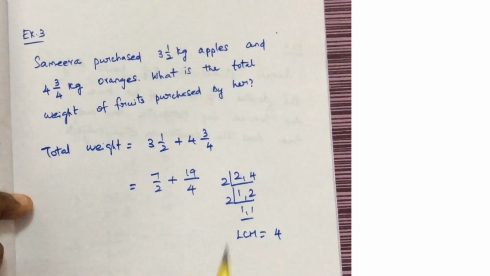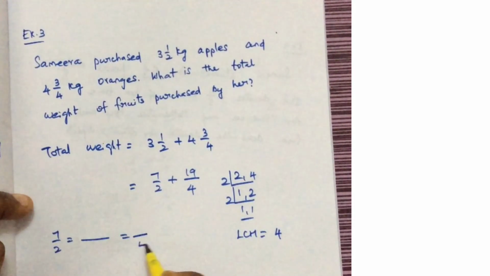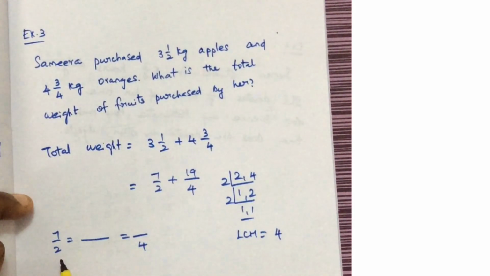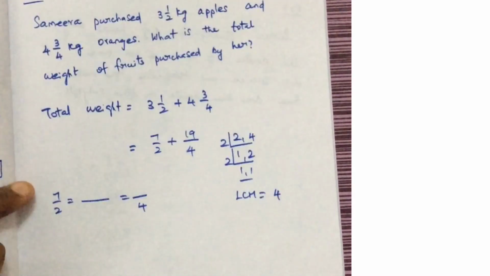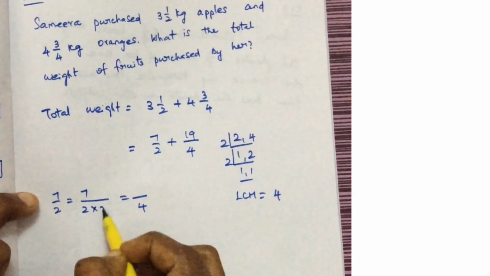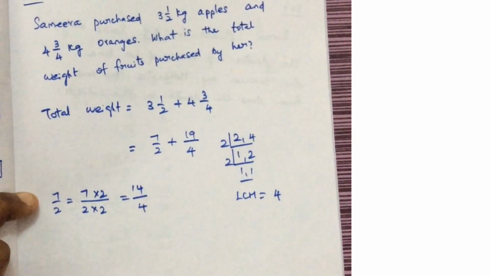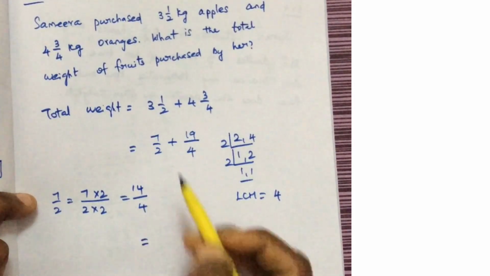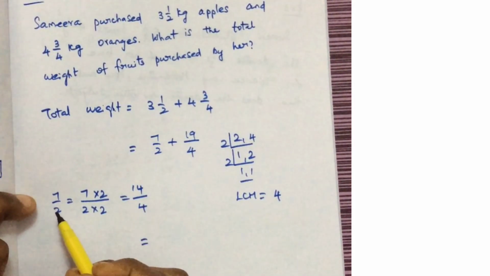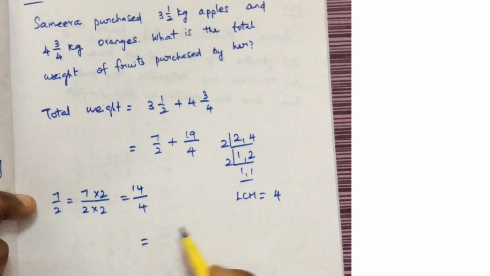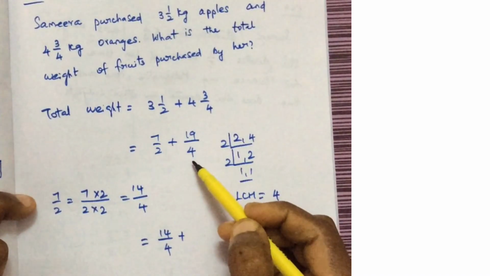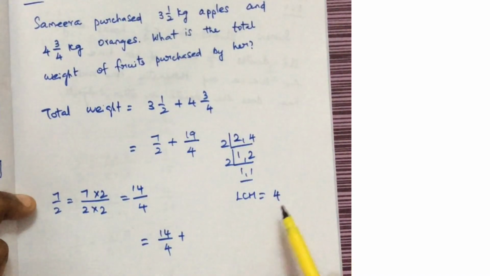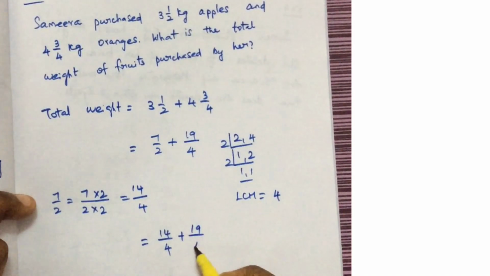Now, I have to find the equivalent fractions. 7/2, that is equal to, this 2 in the denominator I need to change to 4. So, what should I do? I should multiply by 2 in the numerator and the denominator. Now, 14/4, from this step, instead of this 7/2, I can substitute this 14/4. 14/4 plus, the denominator is already 4, the LCM is also 4, so I can keep that as it is, 19/4.